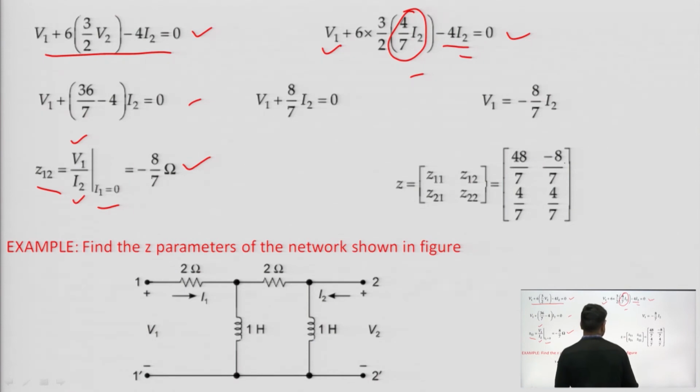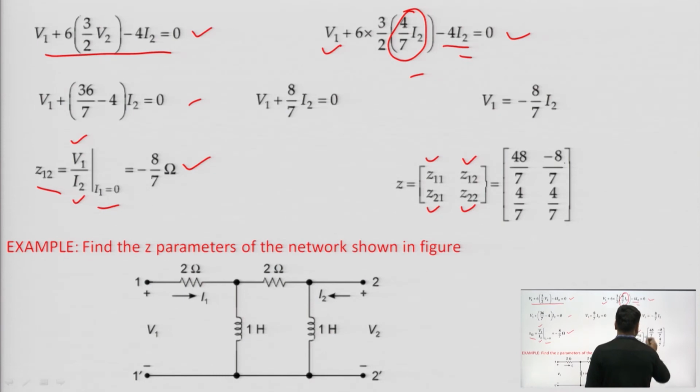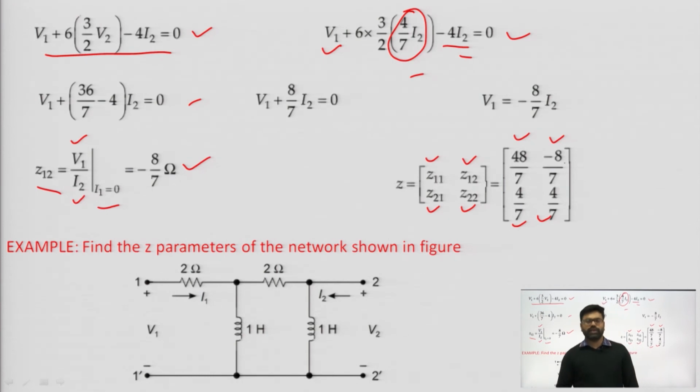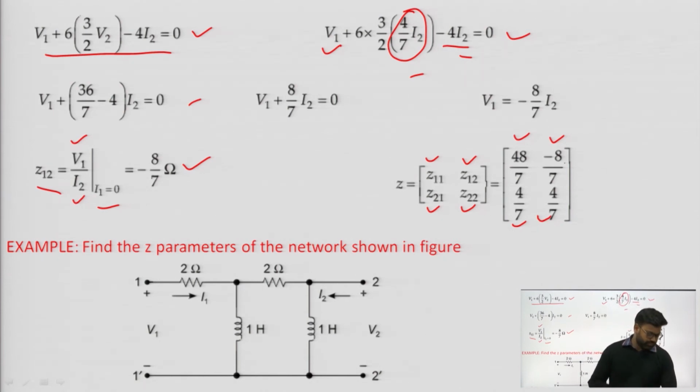So, we have got all the values: Z11, Z12, Z21 and Z22. So, they are 48 by 7, minus 8 by 7, 4 by 7 and 4 by 7. This is how we evaluate the Z parameters by open circuiting the input port and output port. By open circuiting the output port we obtain the values of Z11 and Z21, and by open circuiting the input port we obtain the values of Z12 and Z22.